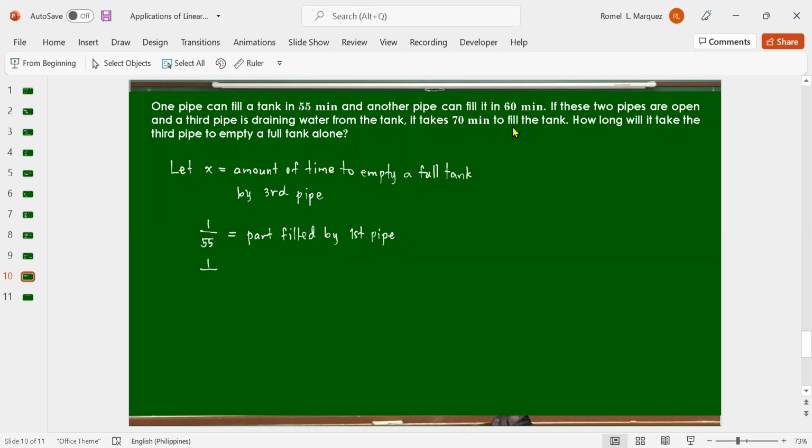One over 60 naman yung isa. Per minute to, no? Per minute. Yung isa naman, anong part ang napupuno niya per minute? Filled by second pipe per minute. So 1/55.